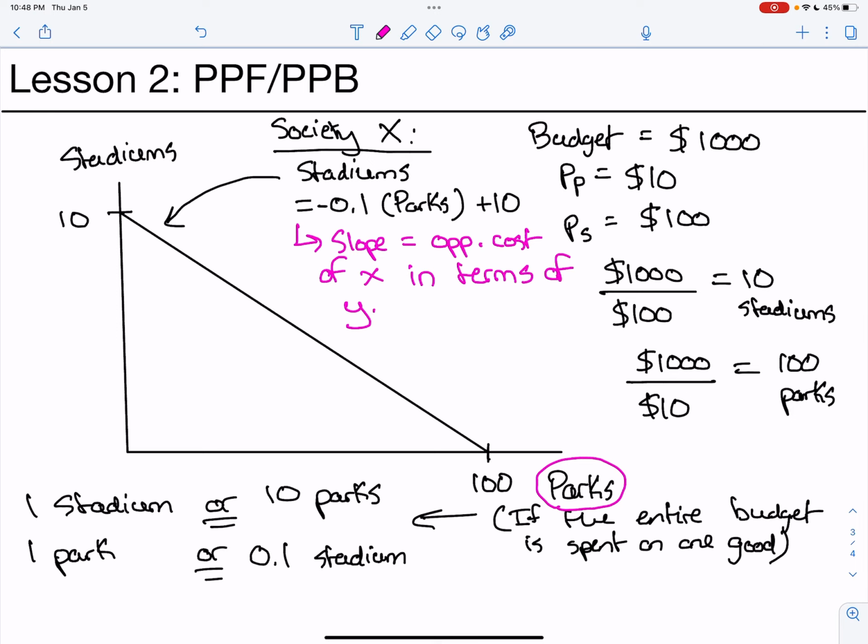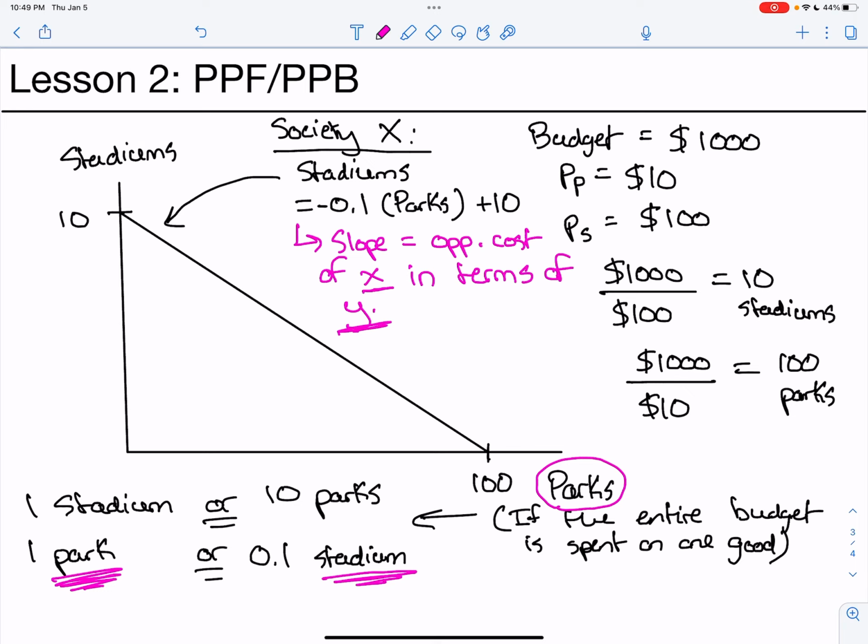Well, the opportunity cost of x, in this case, a park, is in terms of y because it's written in terms of stadiums. We're not saying that the opportunity cost of a park is some number of dollars. We're saying it's some number of stadiums, right? The opportunity cost of x is not some number of dollars, it's some number of y. So the slope of the line is the opportunity cost of building a park in terms of some number of stadiums. It's the opportunity cost of x in terms of y.